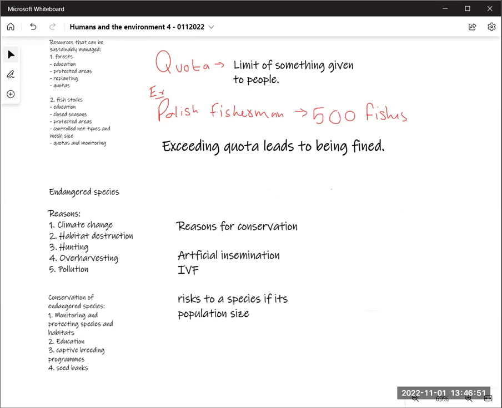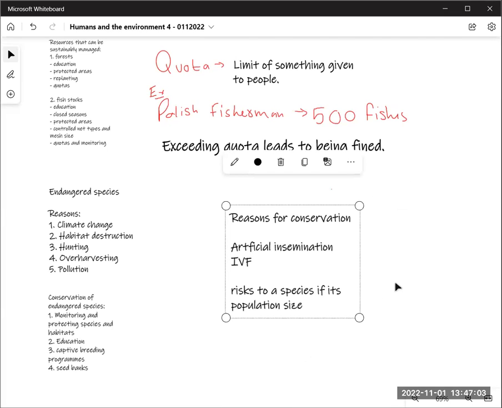Ayan, what is your progress? So I'm writing conservation of endangered species. All right. Now, you don't have to write this. This is what we're doing after this.